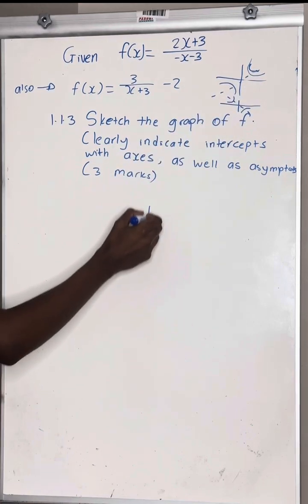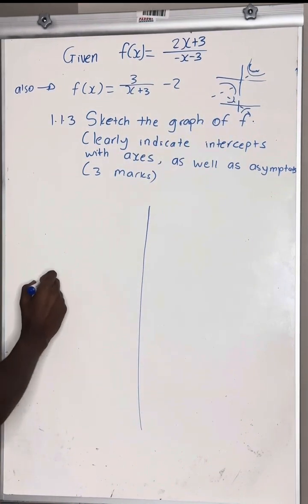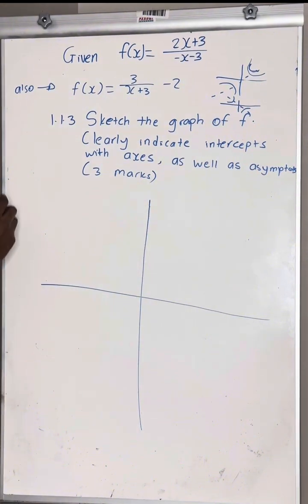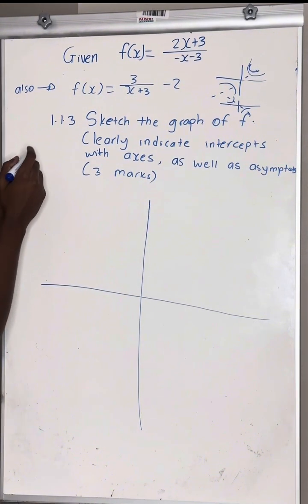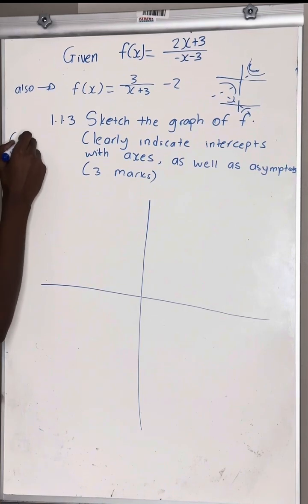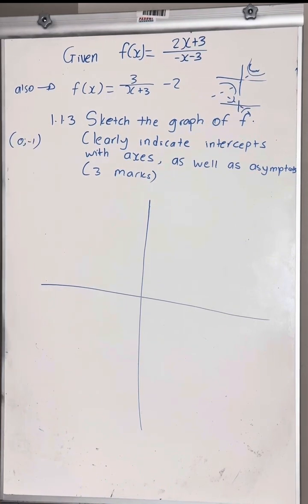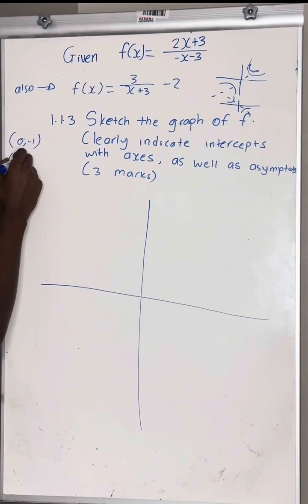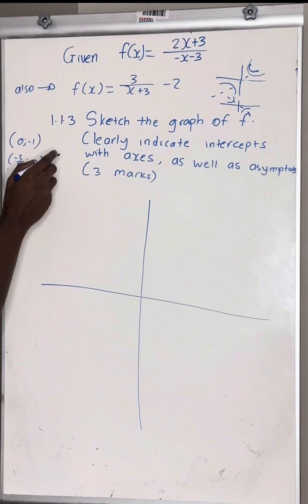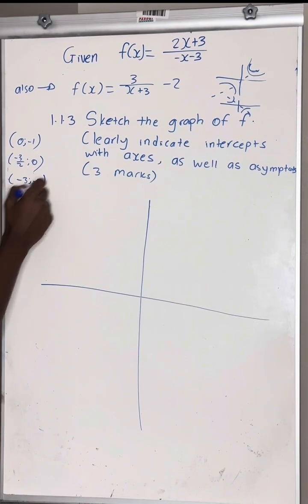Alright, so let's draw our Cartesian plane. It won't be steady because I'm not using a ruler. So remember from our previous question, we got our coordinates. The y-intercept was 0 and negative 1. Our x-intercept was negative 3 over 2 and 0. And then the coordinates for the asymptotes were negative 3 and negative 2.